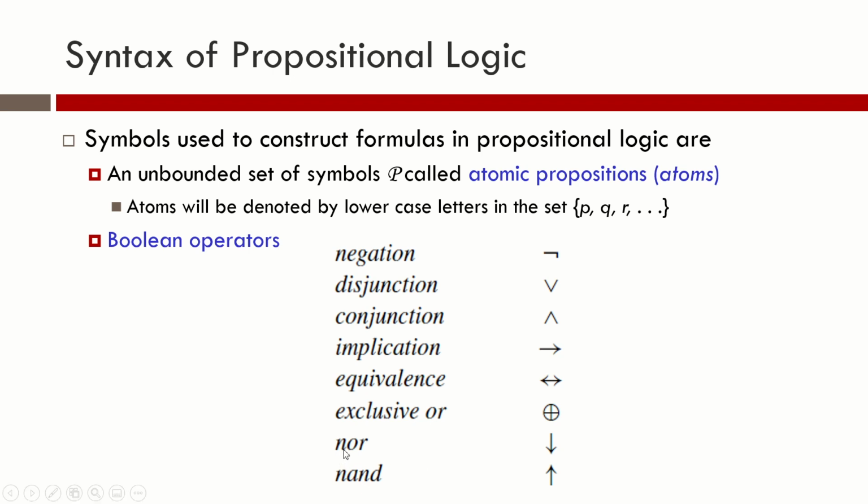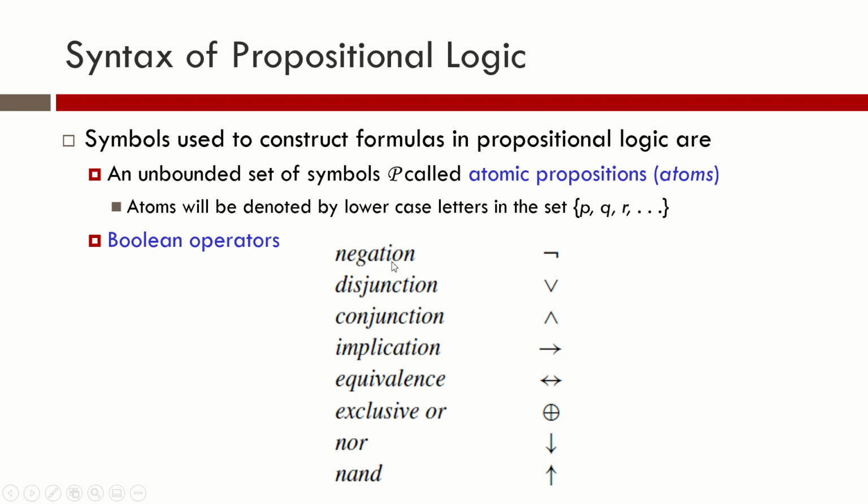Now coming to NOR and NAND. These two are actually negations of OR and AND respectively. So NOR is the negation of the disjunction operator and NAND is the negation of the conjunction operator. So that is regarding the operators in propositional logic.